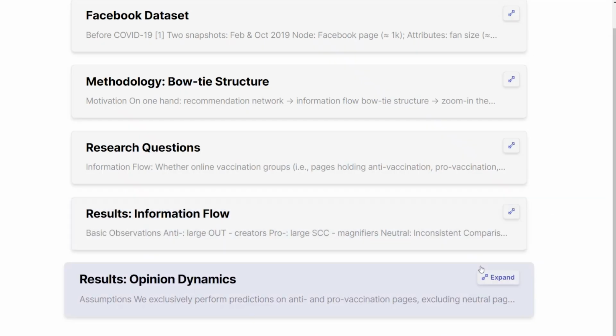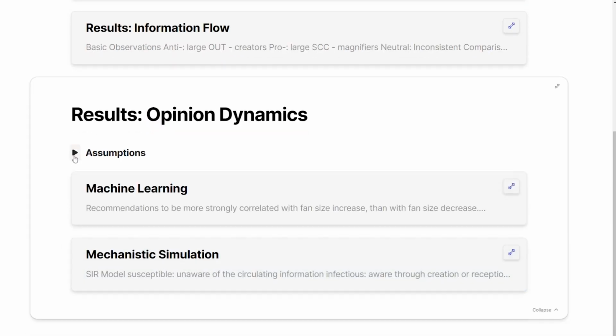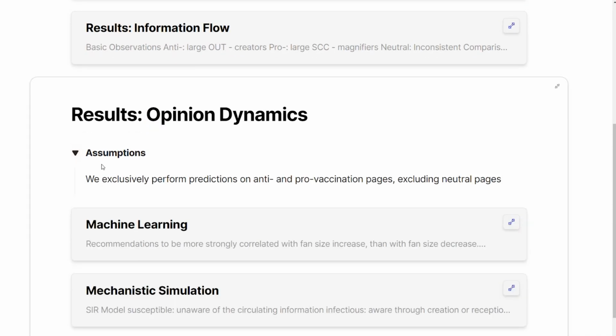Next, we move on from information flow to opinion dynamics, to see whether this bow tie structure can help predict the opinion dynamics. This comes with a key assumption: we exclusively perform the predictions on anti and pro-vaccination pages, excluding the neutral pages. That's mainly because the neutral pages, as I mentioned before, are more about parenting and pets, things like that. We believe the recommendations from vaccination views pages are not that influential to them.